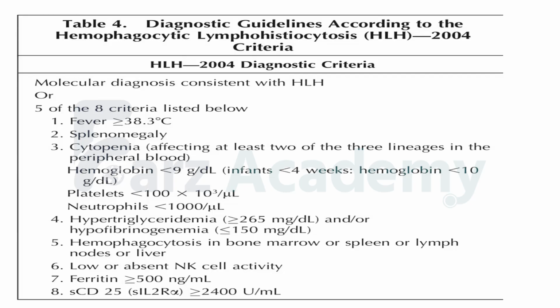So out of these eight, five should be there to diagnose HLH according to HLH 2004 diagnostic criteria. But for adults, as I have already mentioned, this was actually designed for the pediatric population, and we are still using it for adults. It's not very well validated, so we calculate the HS score, which is an online web score, and the cutoff is 169. You have these 9 parameters. You put numbers in that, and if your number comes as more than 169, you can label it as HLH.